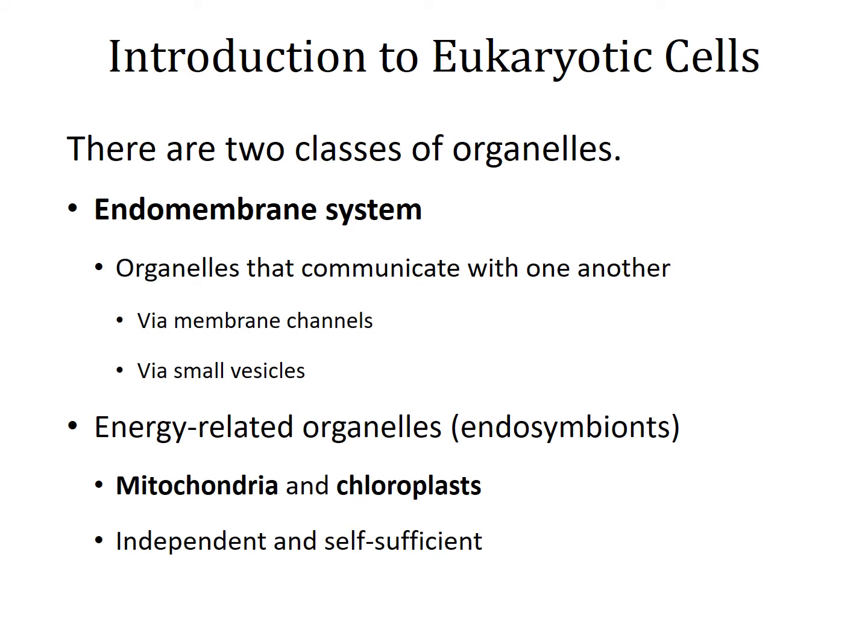Another very important piece to remember from this chapter is, of course, that there are two classes of organelles. There's the endomembrane system and the energy-related organelles. The endomembrane system consists of all the organelles that actually communicate with one another, like the nuclear envelope, the rough and smooth endoplasmic reticulum, the Golgi apparatus, and the vesicles associated with those. And then the energy-related organelles are completely different. Those are the mitochondria and the chloroplasts. Those don't communicate with each other or other organelles so much. They're independent and self-sufficient.